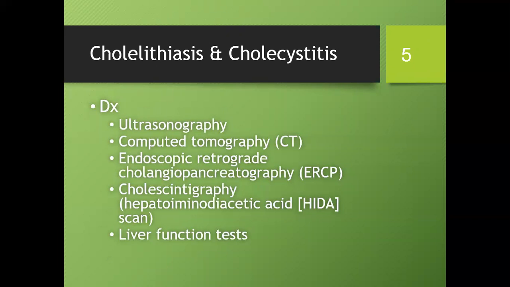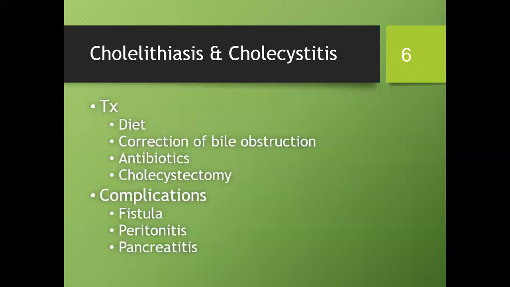Diagnosis. We'll do an ultrasound or ultrasonography, a CT, an ERCP or endoscopic retrograde cholangiopancreatography. We'll do a HIDA scan. We'll do liver function tests as well. Treatment. We'll change the diet. Low-fat diet, correction of bile obstruction, antibiotics if there's infection and inflammation, and cholecystectomy is the removal of the gallbladder. Complications include potential fistula, peritonitis, and pancreatitis.